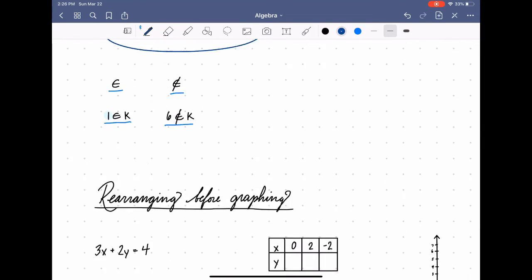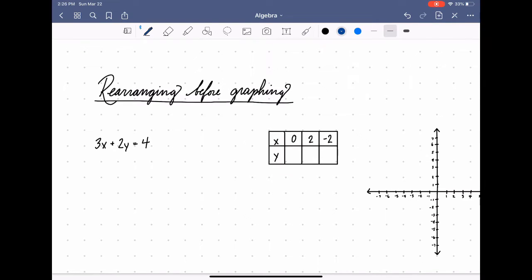Okay, for the third part of lesson 56, we need to talk about rearranging before graphing. So this was on one of our worksheets. It got us really confused. Let's just walk through it. So we're going to take this equation right here, 3x + 2y = 4, and try to rearrange it to get that y alone, because we want to put it in slope-intercept form. If you remember that, it's y = mx + b. That's the form we want it in. So we need to set the whole thing equal to y so that we can graph this.